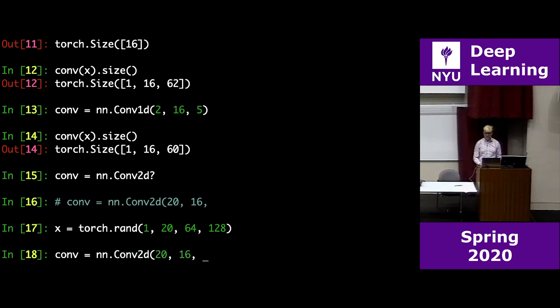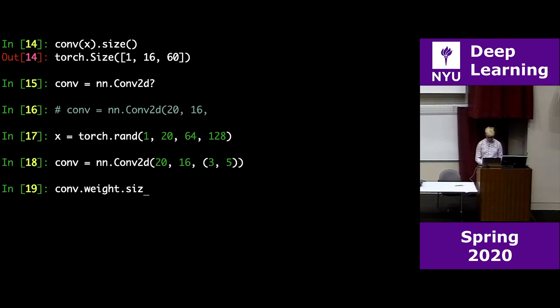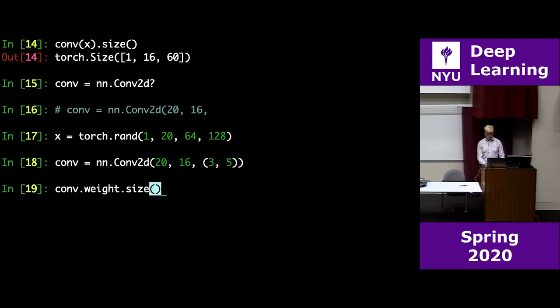So my convolution now can be something like this. I have 20 channels from input, 16 are my kernels I'm going to be using. Then I'm going to be specifying the kernel size. In this case, let's use something that is like 3 times 5, okay? So what is going to be the output? What are the kernel size? Anyone? 20 cross 16 cross 3 cross 5? No? The 20 channels, right?